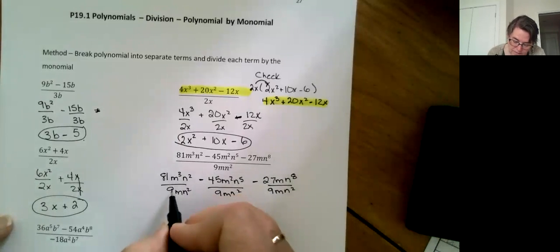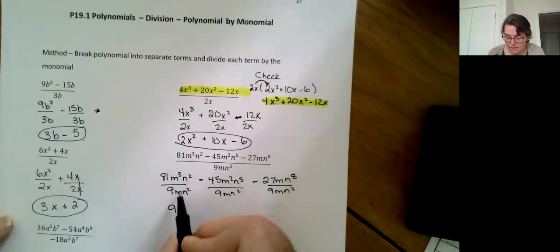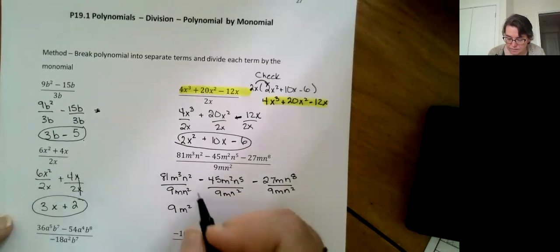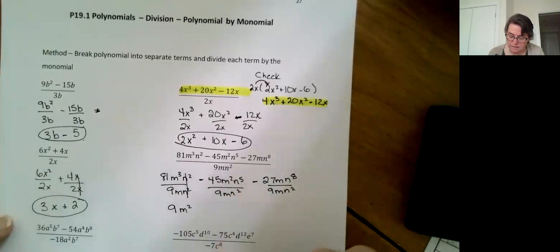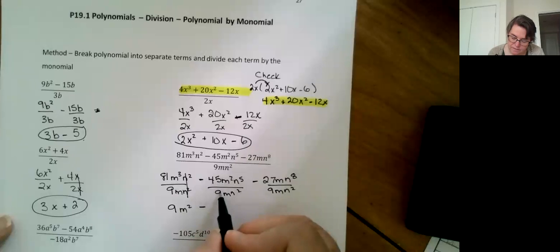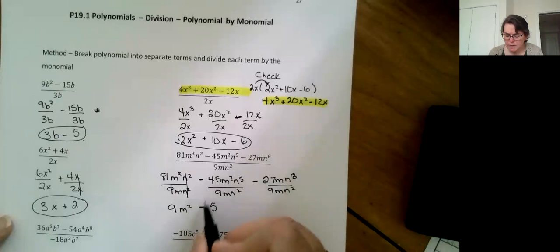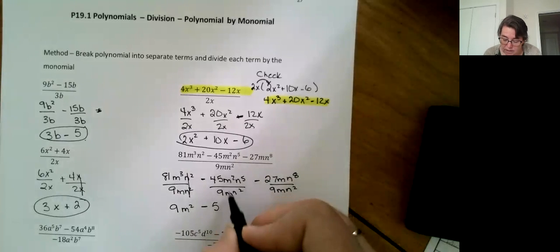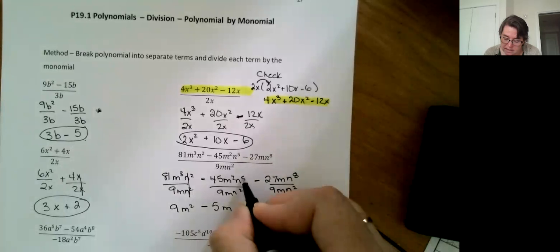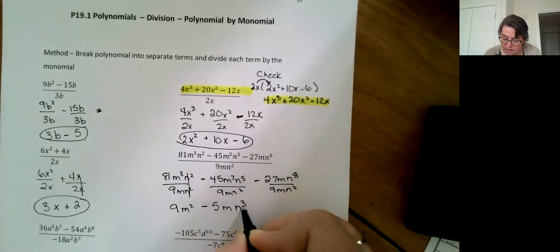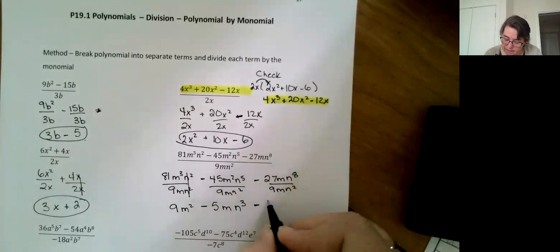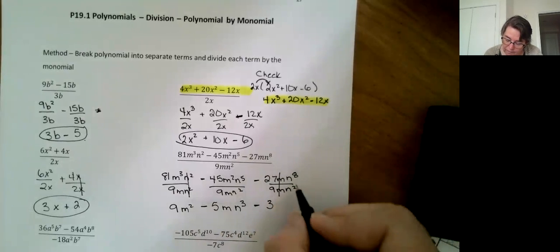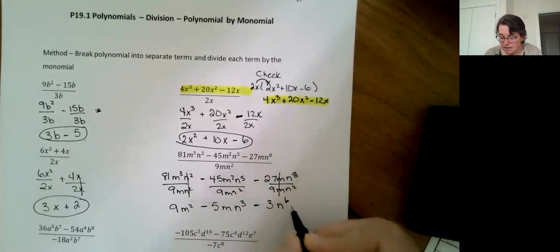All right. 81 divided by 9 is 9. M to the third divided by m is m squared. N squared cancel out. Minus 45 divided by 9 is 5. Notice you can just bring your signs down. You can also think of it in terms as minus 45 divided by 9 is minus 5. Whatever. M squared divided by m is just m, and n to the 5th divided by n squared is n cubed. And minus 27 divided by 9 is 3. Those cancel. N to the 8th divided by n squared, we're going to subtract, and we get n to the 6th.